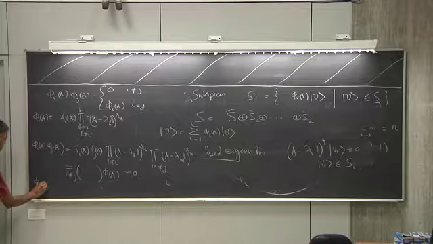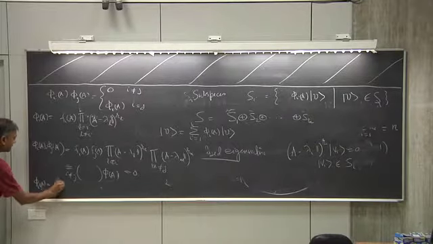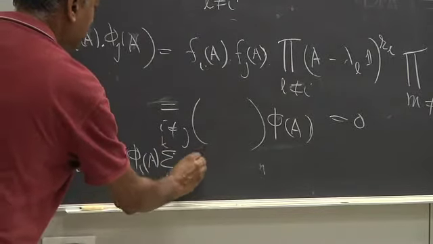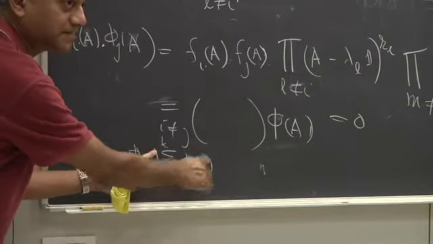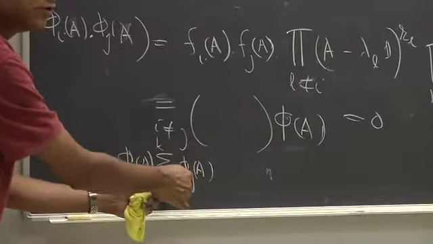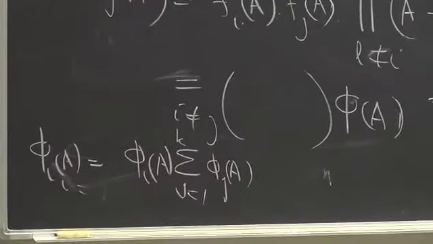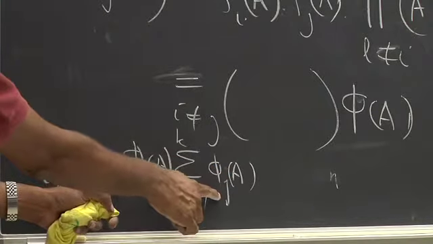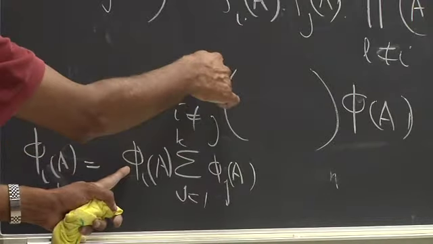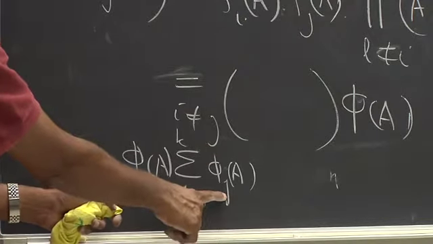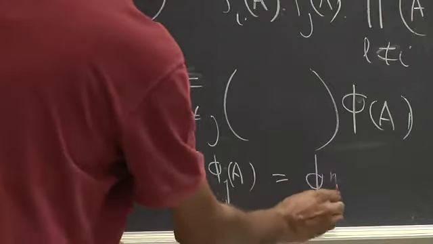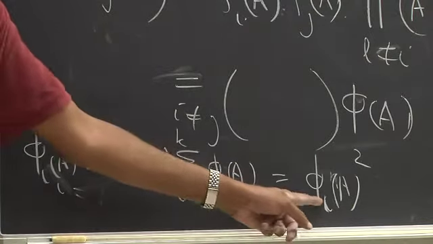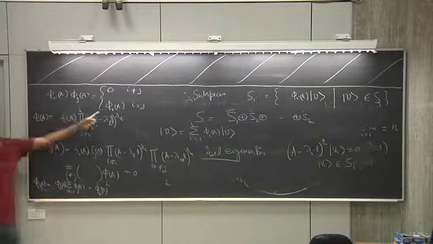Phi a, after all, is equal to phi a times the sum, j equal to 1 to k, of phi j a, because we have the identity. This is equal to the unit matrix, so I'm doing nothing, just multiplying by the unit matrix. Now when you multiply phi i with phi j, whenever j is not equal to i, it is 0 because you've already proven that. So the only term which will survive is j equal to i. In that case, you simply get phi i a squared. So this way we say phi i a squared is equal to phi i a. That was the statement, right?